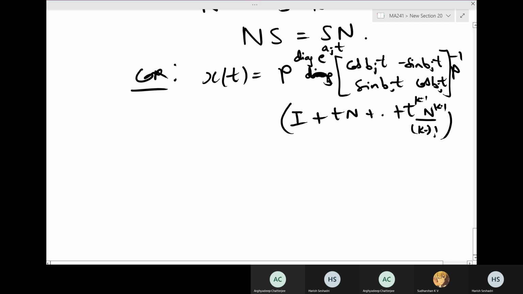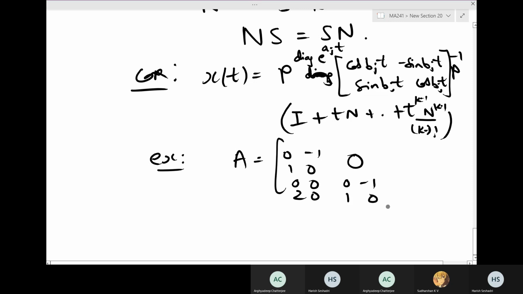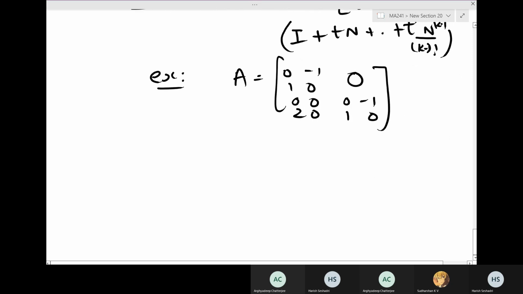There's an example, but again, it's more of the same, except that this example does involve generalized eigenvectors, complex generalized eigenvectors. So it turns out that lambda equals i, lambda bar equals minus i, each one with multiplicity 2, are all the eigenvalues.